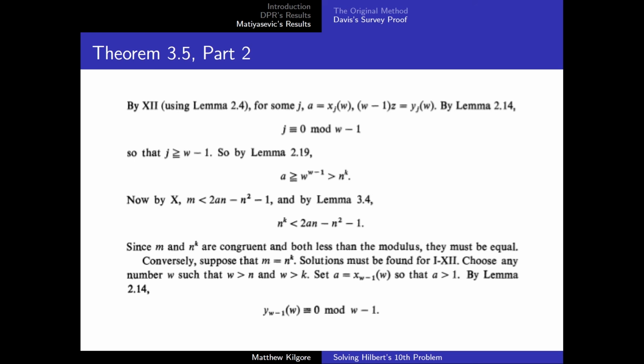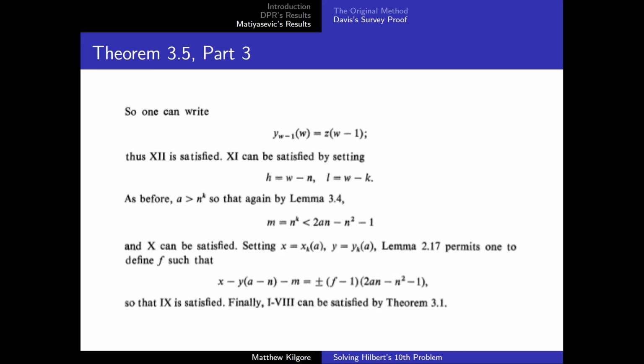Now, suppose that m equals n to the k, then we need solutions for the equations. Choose w greater than n greater than k, and set a equal to x sub w minus 1 of w, so that a is greater than 1. By lemma 14, y sub w minus 1 of w is equivalent to 0 mod w minus 1. Thus we can write y sub w minus 1 of w equals c times w minus 1. Thus we satisfy 12.